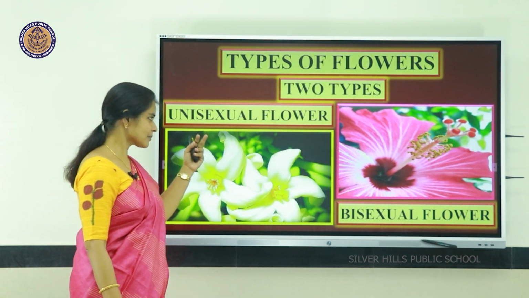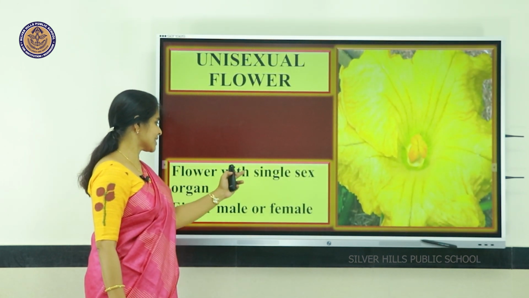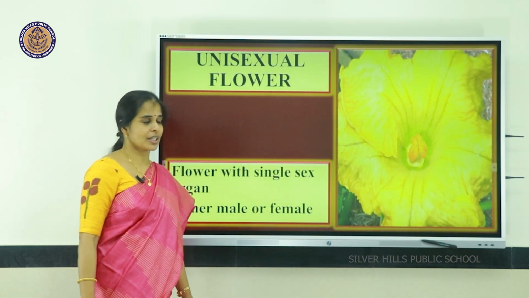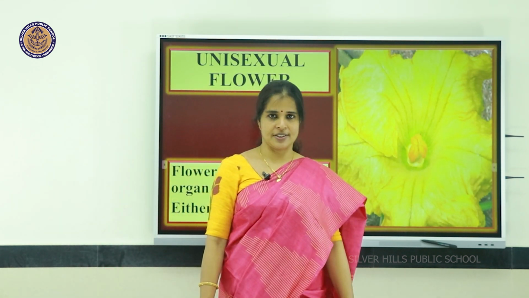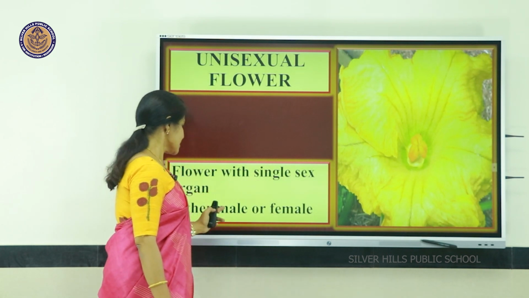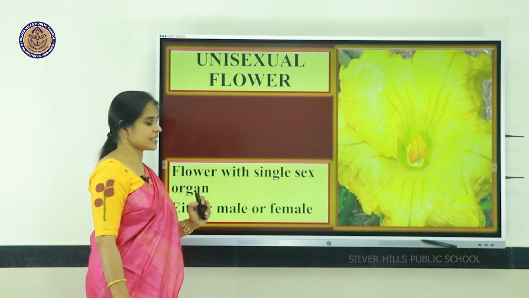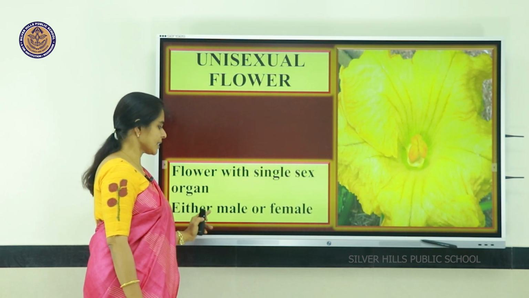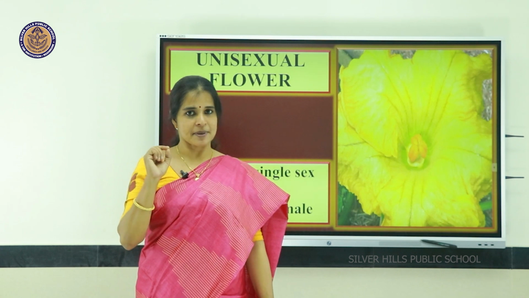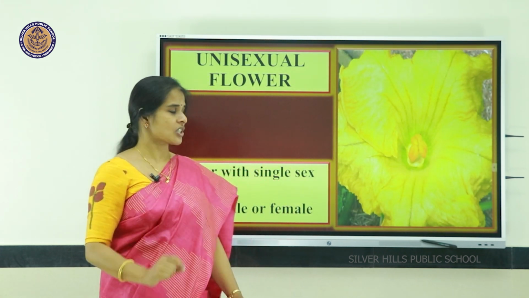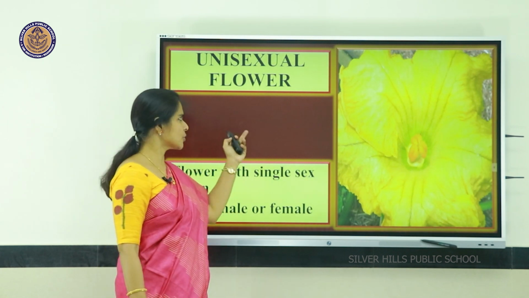If only a single sex organ is present in a flower, such flowers are known as unisexual flowers, because only one sex is present in it. It could be either male or female. Any one sex organ is present in a flower, such flowers we call unisexual flowers. Can anyone give an example for a unisexual flower?